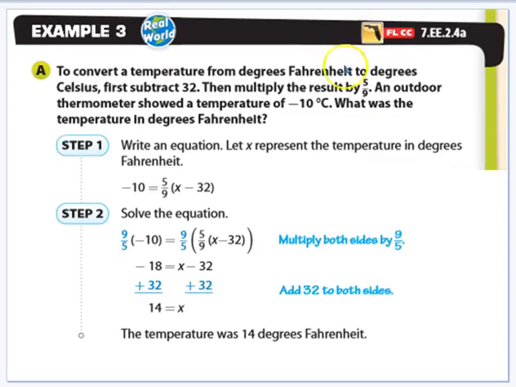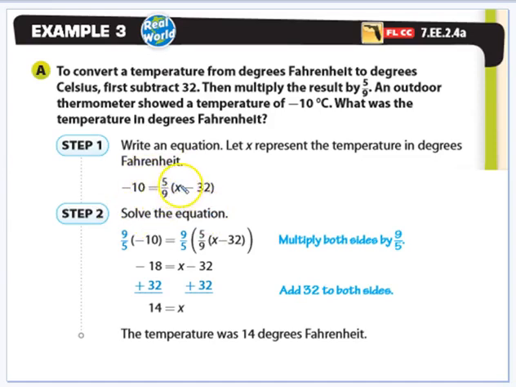So, to convert a temperature from degrees Fahrenheit to degrees Celsius, first subtract 32, then multiply the result by 5/9. And an outdoor thermometer showed a temperature of negative 10 degrees Celsius. What was the temperature in degrees Fahrenheit? So, class, they show you a way of doing it where you get rid of the 5/9, okay? So I personally like this way. This is how you have to solve it.